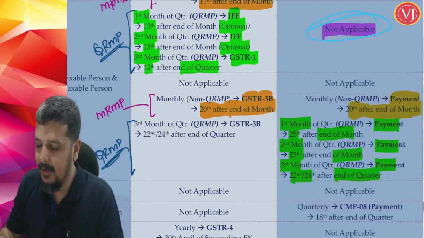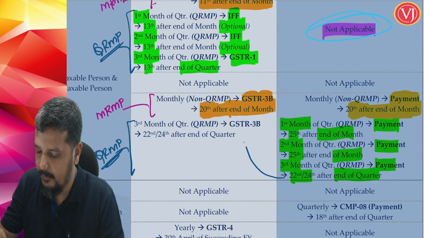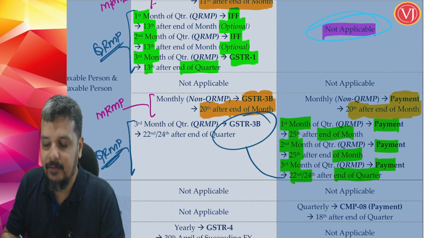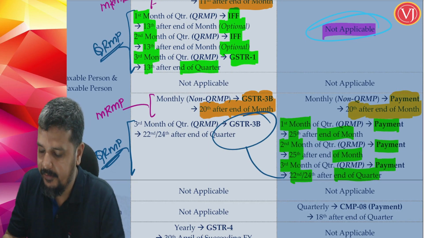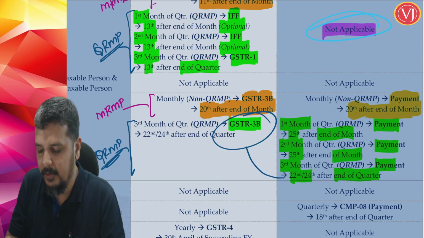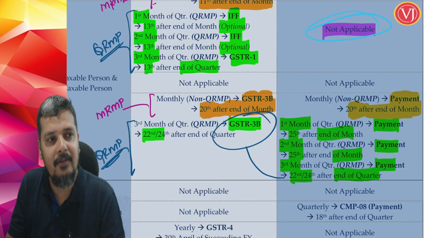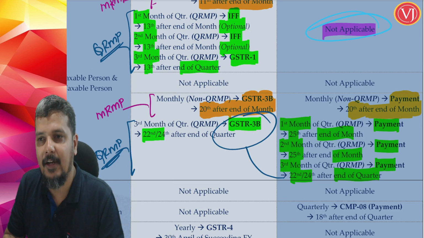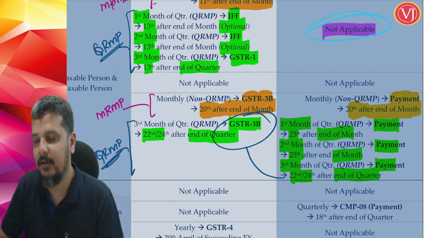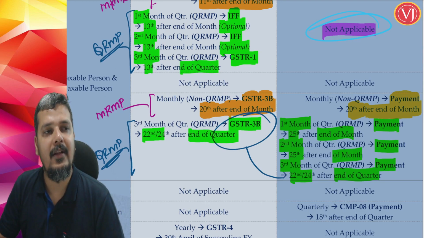And along with the last payment, there would be your GSTR 3B, the due date of which is the same. Because return will be only one. After the end of the quarter, return will be only one. 22nd or 24th after the end of the quarter.